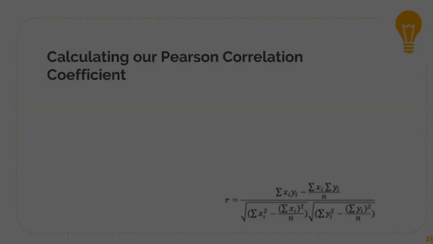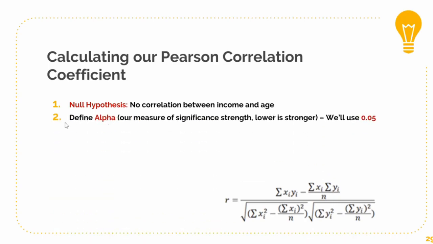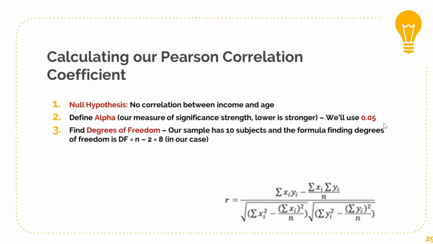So now let's go through a step-by-step process on how we calculate our Pearson correlation coefficient. So we know our null hypothesis, we stated no correlation between income and age. That's basic. Next, we define alpha. Alpha is a new term we're introducing here. It is our measure of significant strength, so lower is stronger in this case. So we'll use 0.05, similar to how we use our p-value threshold at 0.05.